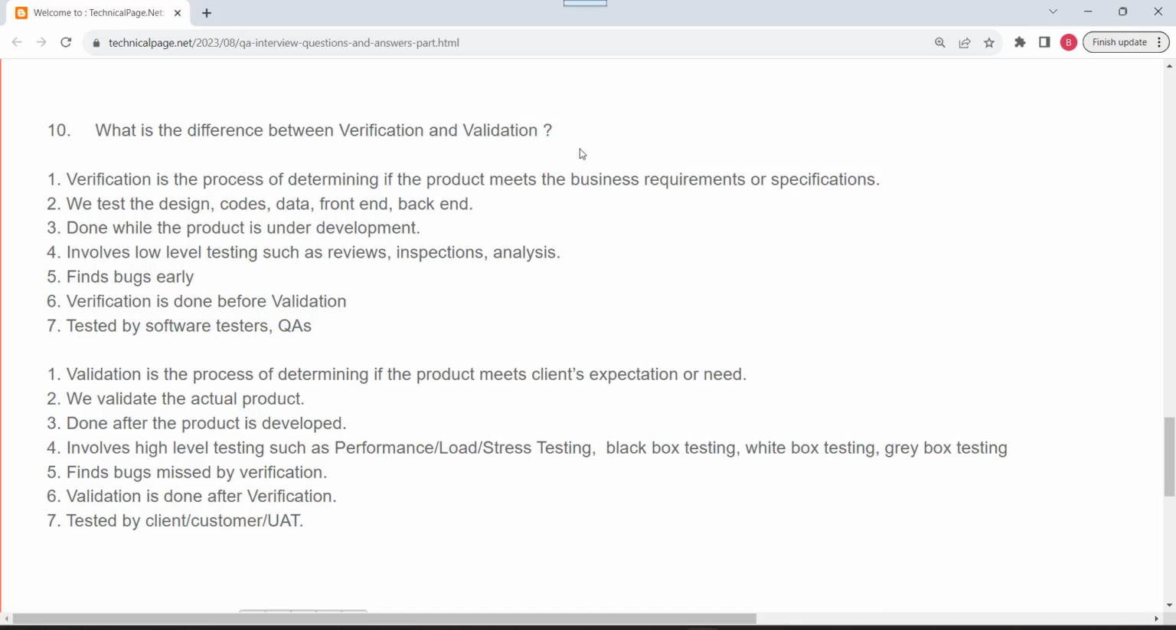In this video, we are going to discuss some differences between verification and validation.